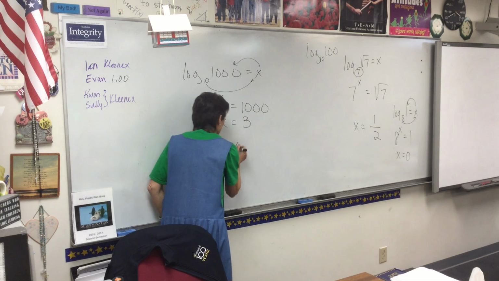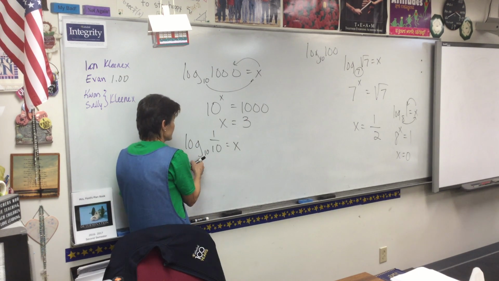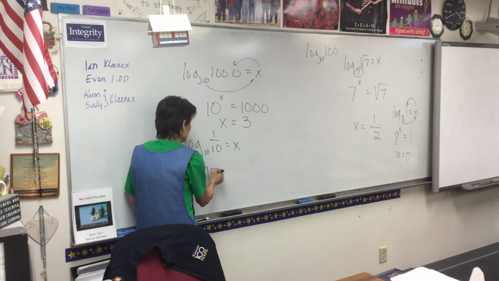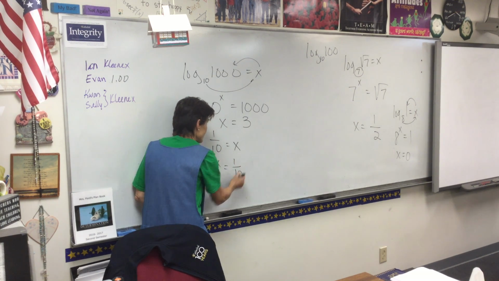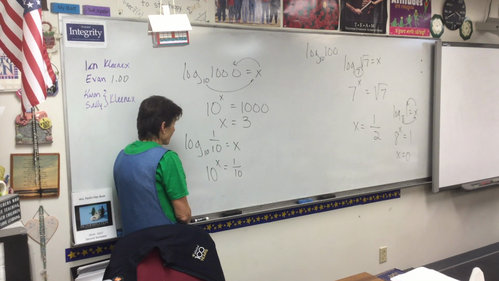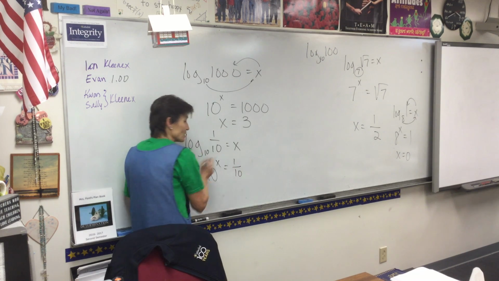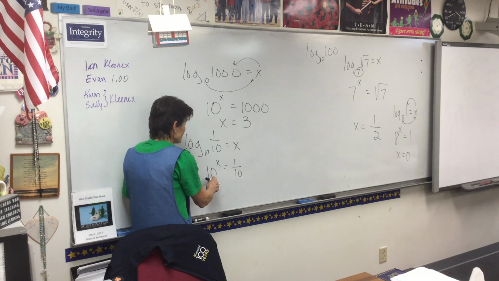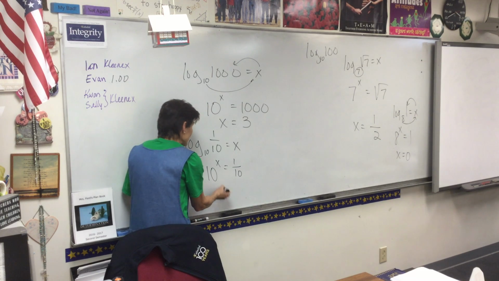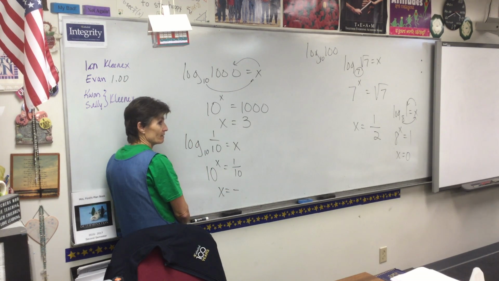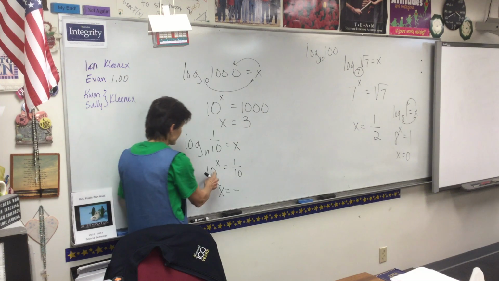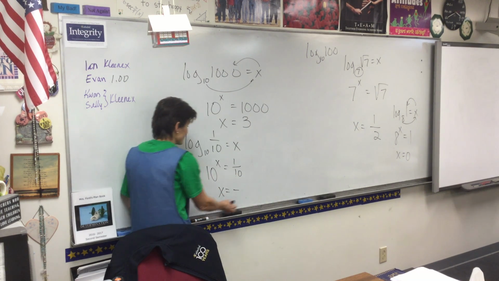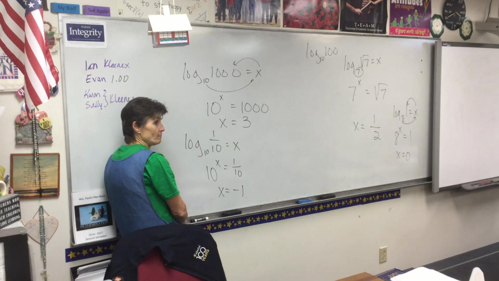Now, how about this one? Here we go. This is number 10. 10 to the x equals 1/10. Guys, it's a fraction. You've gone to 1 over. That means your exponent has to be negative. Since the 10 didn't change, I guess it's just a negative 1.